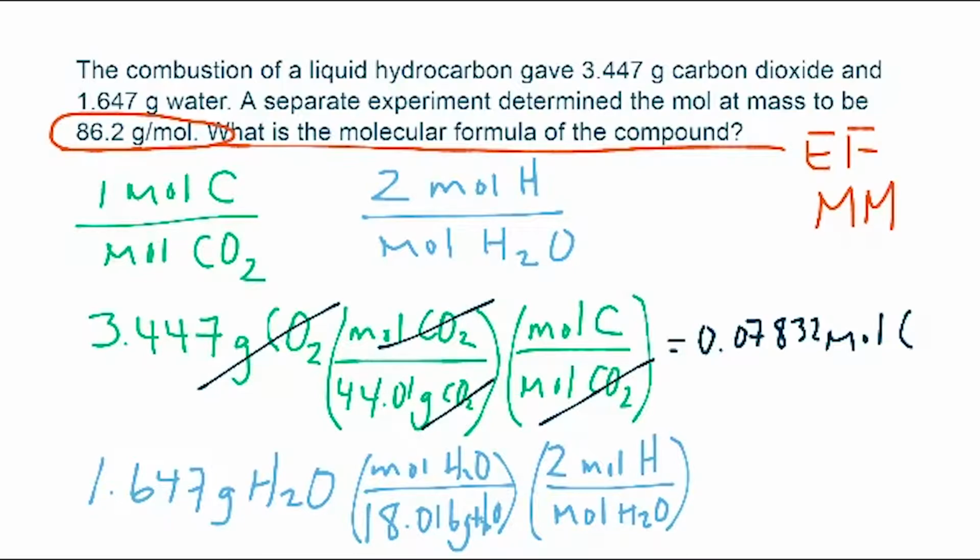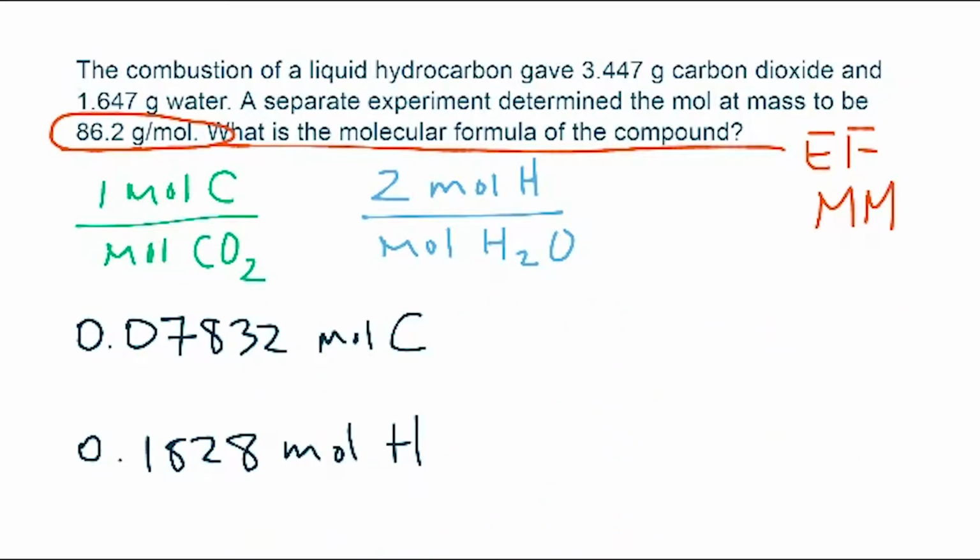Again, making sure that our units are working for us, we have grams of water cancel, moles of water cancel. We're left with moles of hydrogen, which is what we're after, so that's good. We put that into the calculator and we see that there are 0.1828 moles of hydrogen. Since we need the ratio of the number of moles of carbon and hydrogen in a whole number ratio, we'll go ahead and divide both of these numbers by the smaller one, which of course is 0.07832 moles.